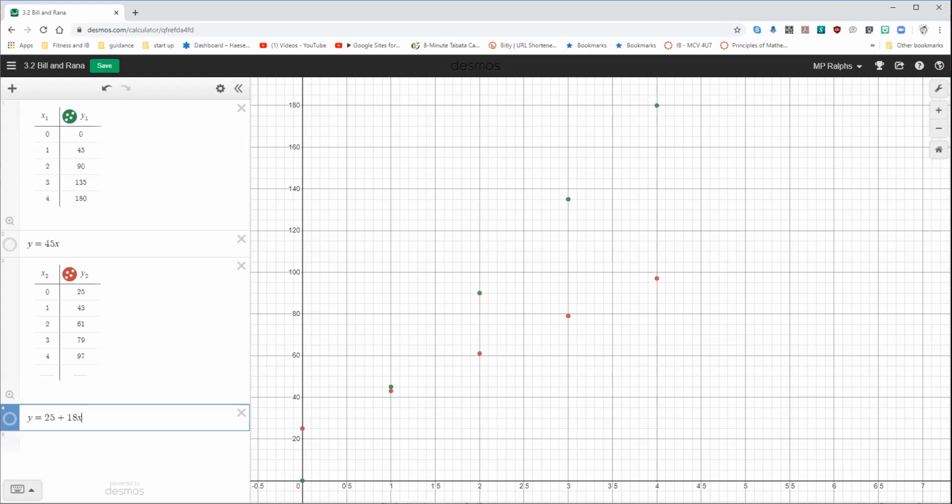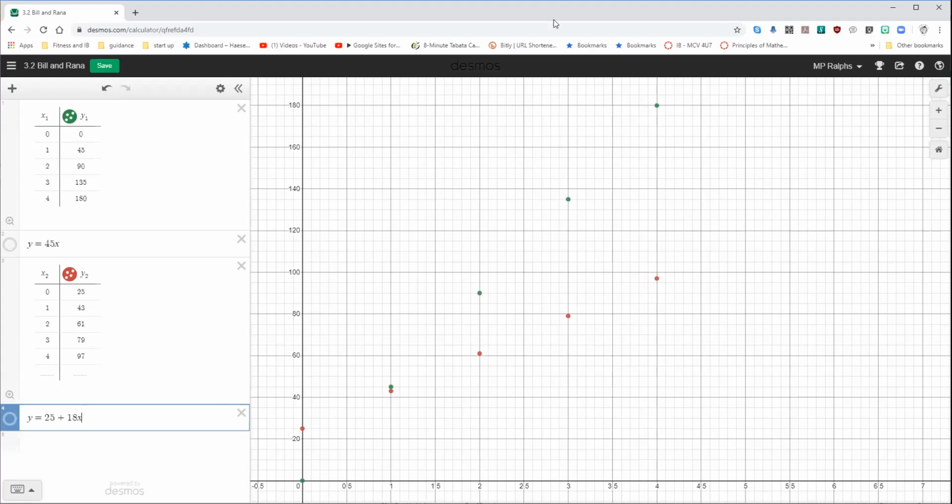So 1 hour, we come across to 1 hour, up to this red dot, which is $43. 2 and 61, so we come across from 0 to 2 hours, up to $61. 3 and 79 match up, so 3 hours of work goes up to $79, and then 4 hours of work matches with $97. Okay, so those are the two scatter plots.